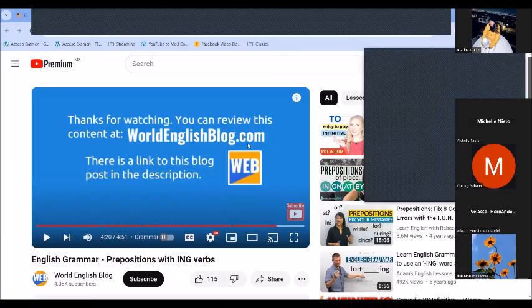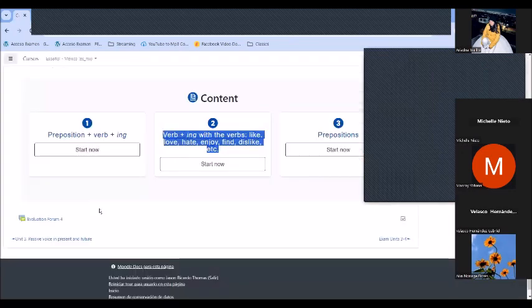We're using our Moodle space as our guide, and as you can tell, we're just trying to close off these particular blocks.